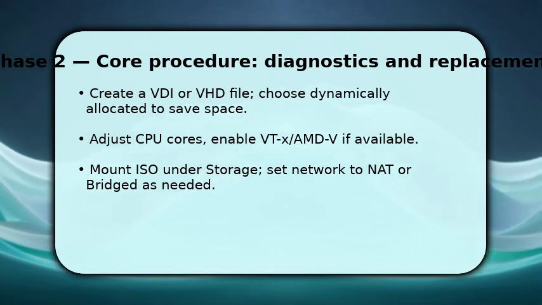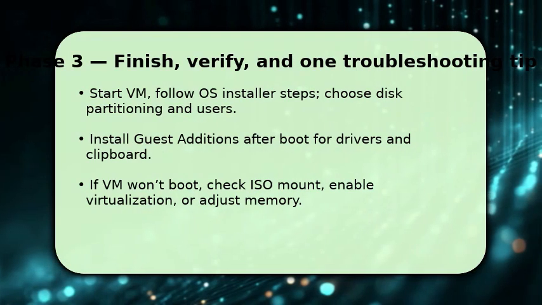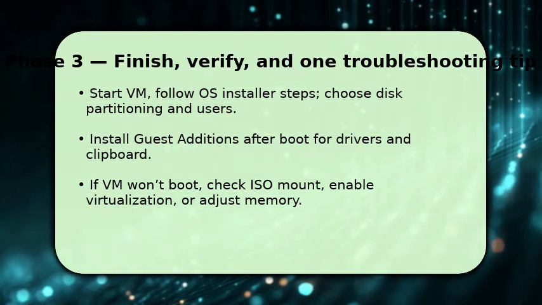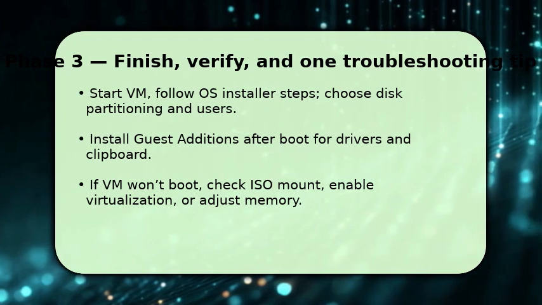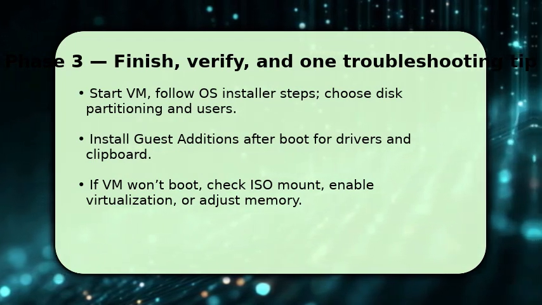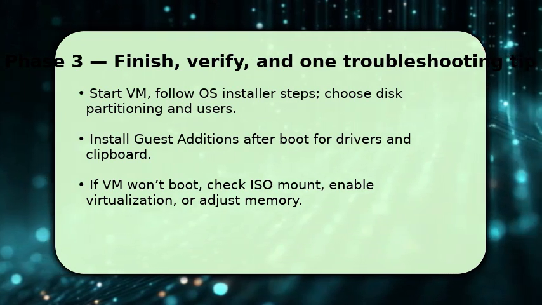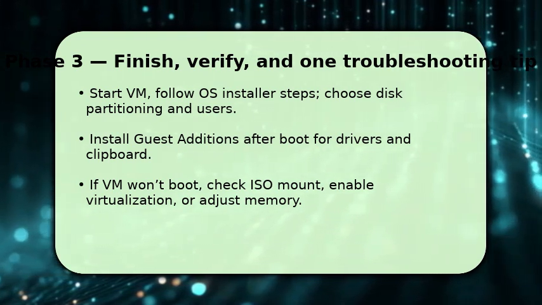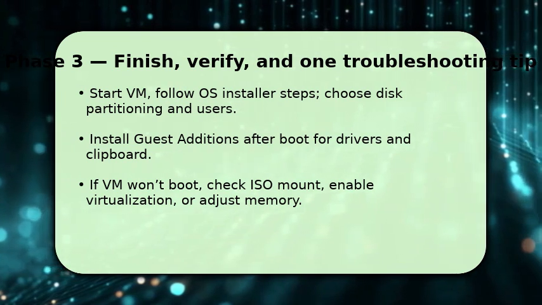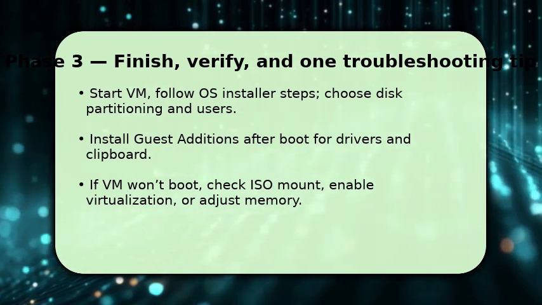You start the VM and step through the OS installer. Follow prompts for disk partitioning, time zone, and user accounts. This is the same process as a physical machine. Once the OS is installed and running, immediately install VirtualBox Guest Additions from the Devices menu to enable shared folders, better graphics, and seamless mouse.